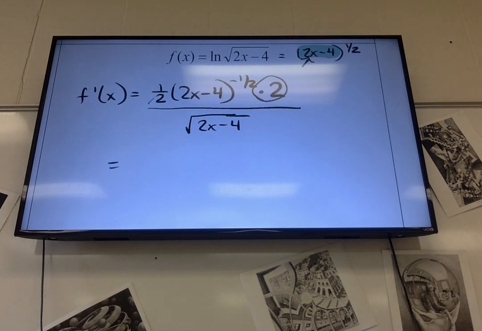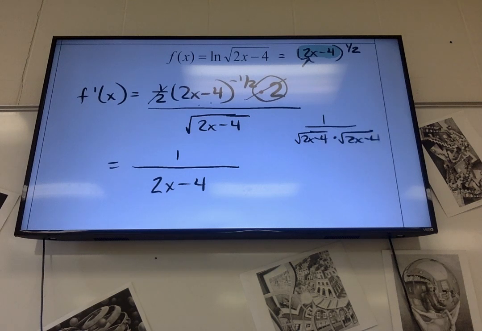1/2 times 2 is 1. And then I have 2x minus 4 to the negative 1/2. It's not negative square root. Stick it on the bottom. So then it's 1 over 2 square root times square root, which would just be 2x minus 4. Because it's 1 over the square root of 2x minus 4 times the square root of 2x minus 4.